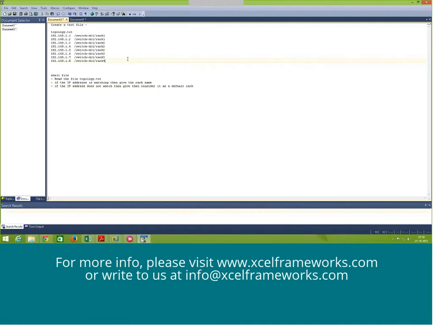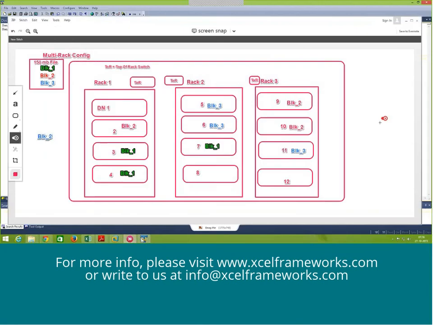So your 3 replications will follow this rack topology. Now you can implement more than 3 replications also. When you implement more than 3 replications, the next replications will be arbitrarily copied. But for the 3 replications, this is the algorithm which is followed.